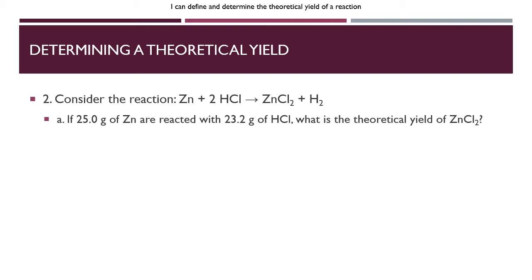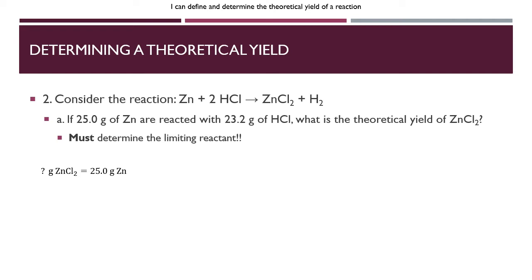Notice the difference between this problem and the last one is we are given two masses. We're given both the mass of the zinc and the hydrochloric acid, which means we don't know what the limiting reactant is at the start. We don't know which of these two is going to limit how much zinc chloride can be produced. So we must determine the limiting reactant first, even though the question does not say to do that. That's the only way we can determine the theoretical yield, because we don't know which of those reactants will limit our zinc chloride production.